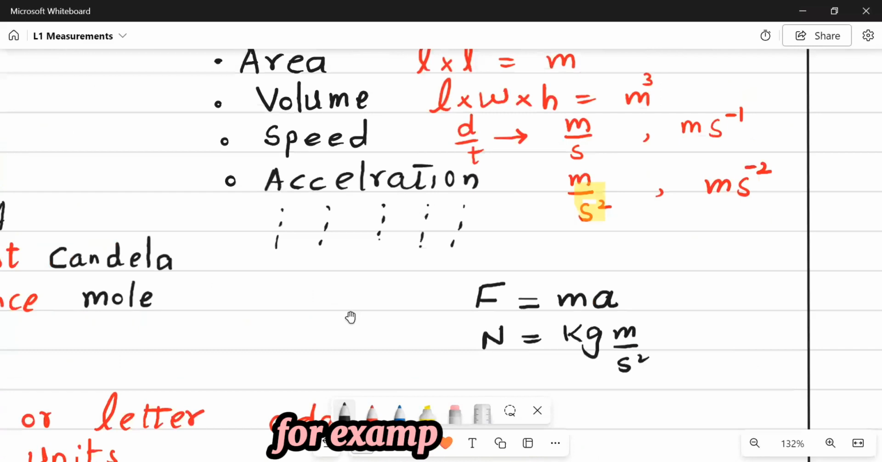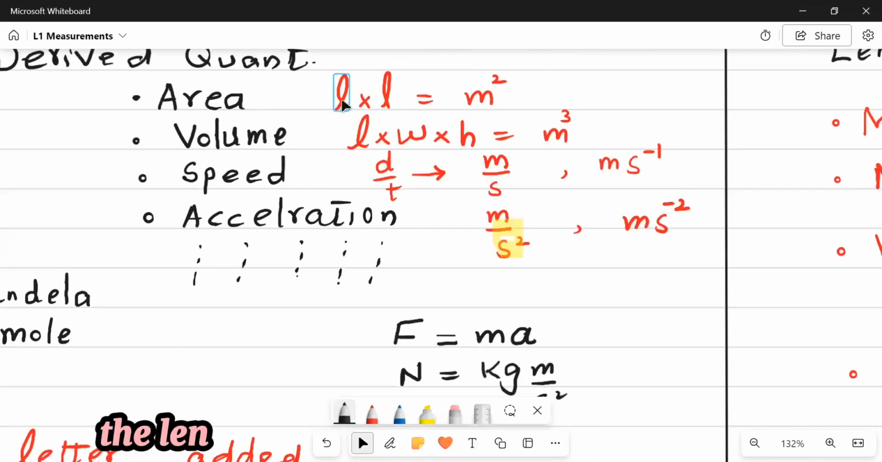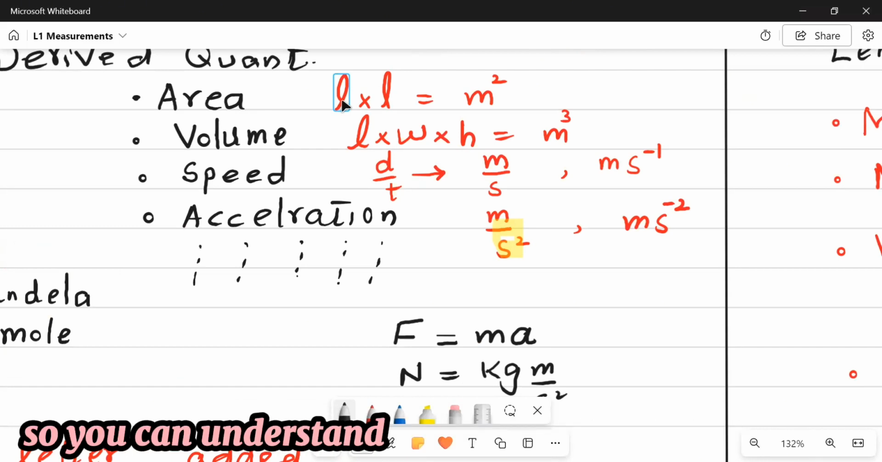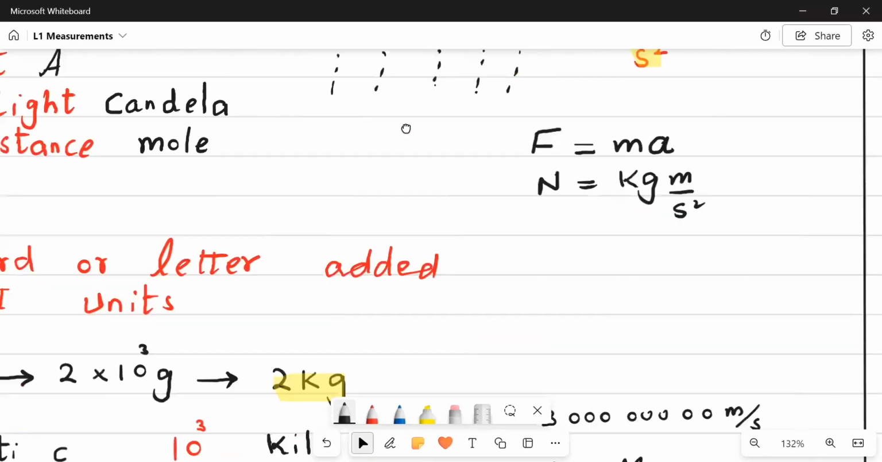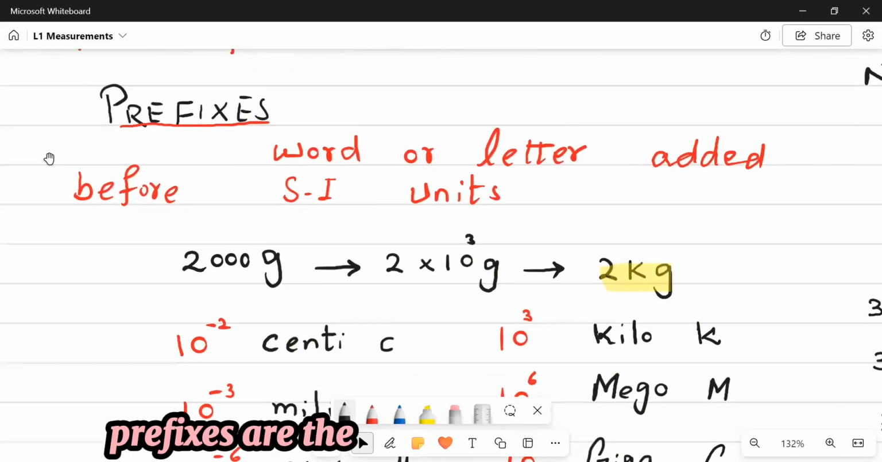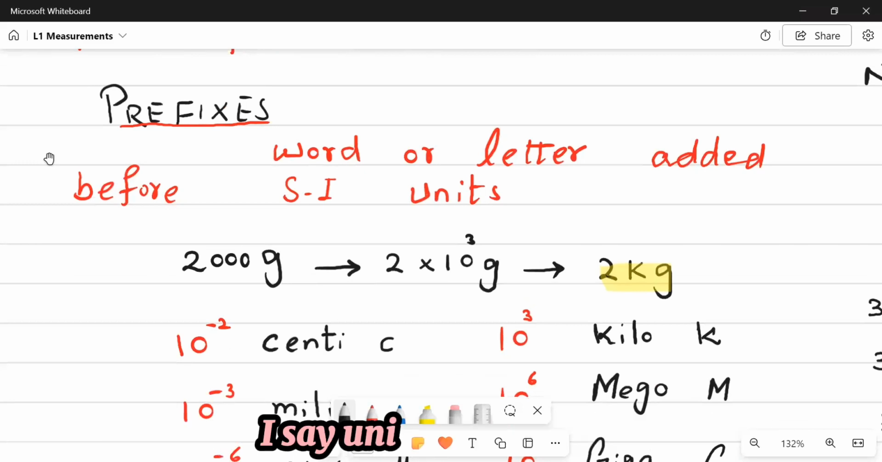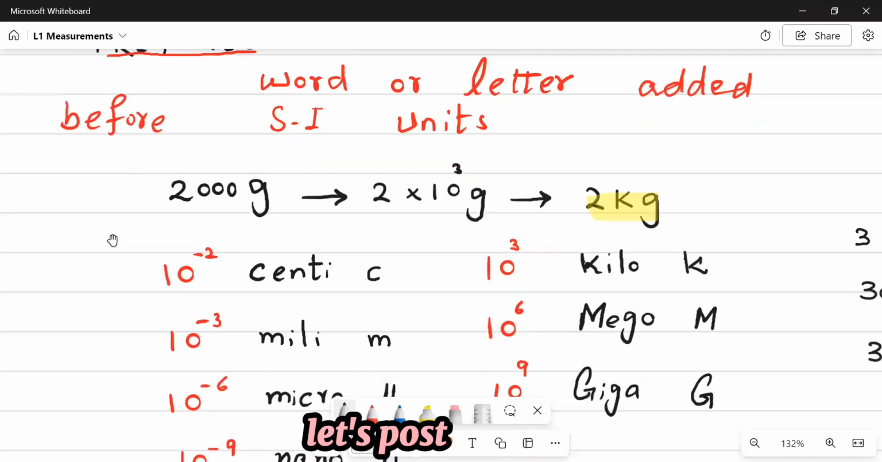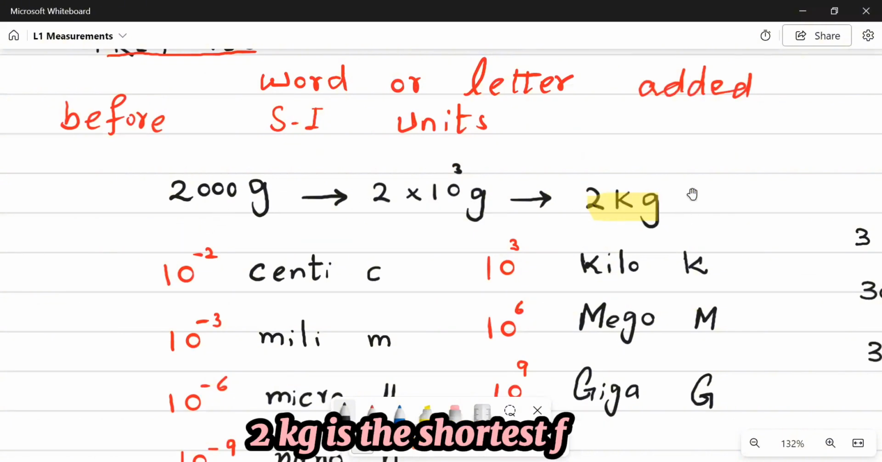For example, for area, two lengths, the unit of length is meter. So length multiplied by length is meter squared. So you can understand the unit by using the formula. Next is prefixes. Prefixes are words or letters added before SI units. If you want to write a value in short form, you will write it with a prefix. Suppose 2000 grams. 1000 means kilo, so 2 kilograms is the shortest form.